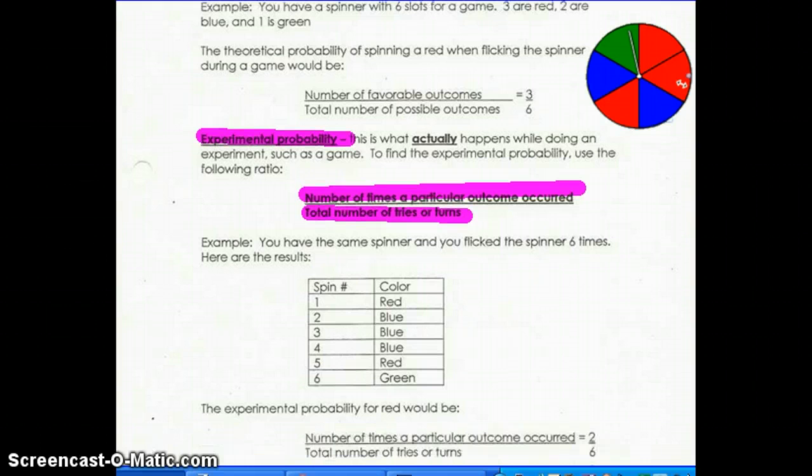For example, if we have the same spinner and we flick the spinner 6 times, we have the results below. So in the table, we see for each spin what color was spun. First was red, then blue, blue again, blue a third time, red, and then green. So the experimental probability for spinning a red would be the number of times that the red outcome occurred, which was 2, out of the total number of tries or turns, which was 6.